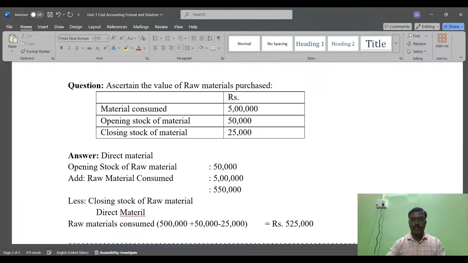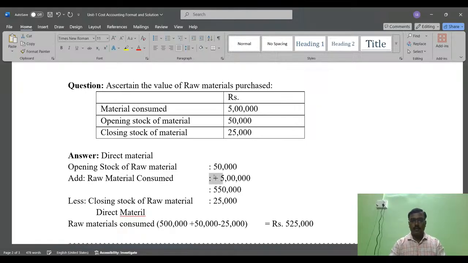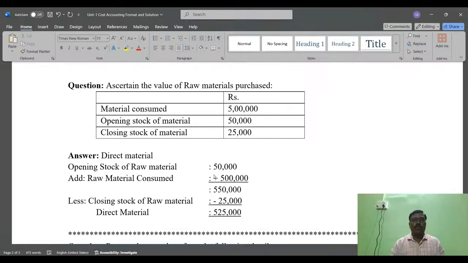From that, we have to deduct the closing stock of raw material. What is the closing stock of raw material? 25,000. So here we have added, and from that we deduct 25,000 as closing stock. So the cost of direct material is rupees 5 lakh 25,000. In this way, we can calculate the amount of direct material.